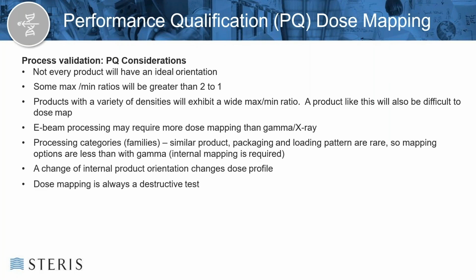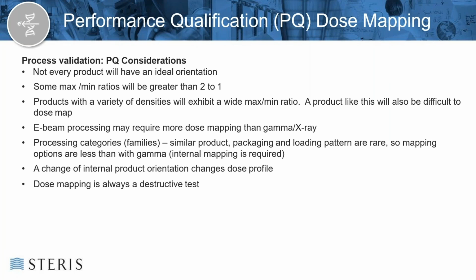We can establish processing categories for E-beam, but we need to be careful about that. We need to have within that processing category similar product, dose specifications, and packaging loading patterns are the same. So they can be established, but we need to carefully evaluate the products. And we would commonly dose map a number of products within a category to establish it. And the results of those maps would be combined as far as the correlation ratios between the reference location and the product dose, because E-beam processed product is routinely monitored at a reference location.